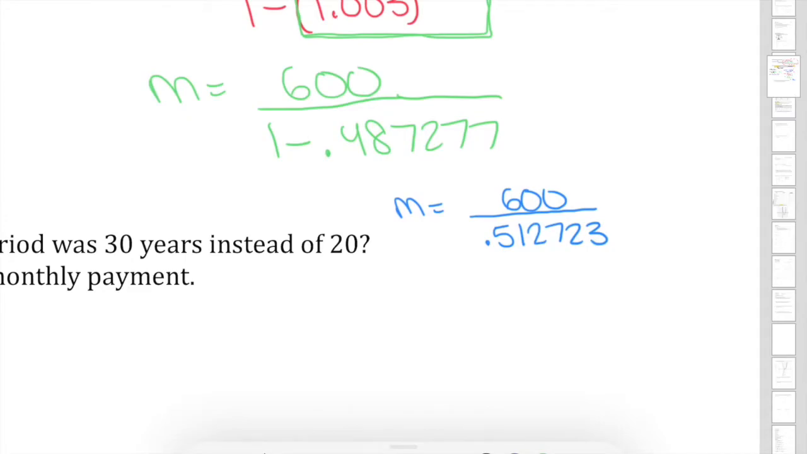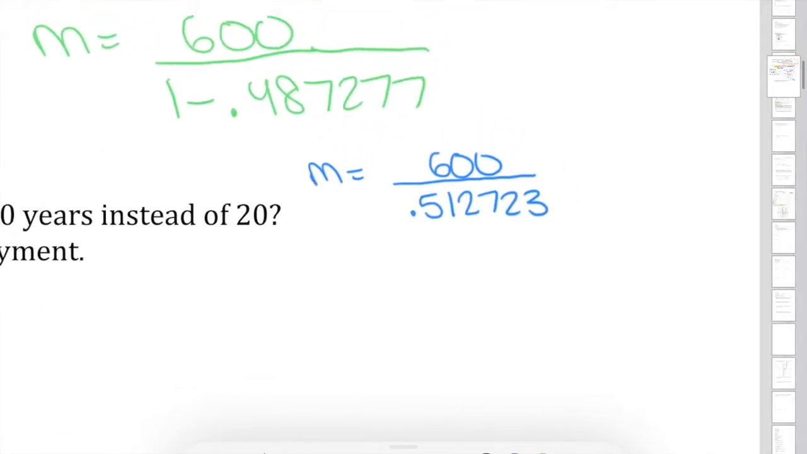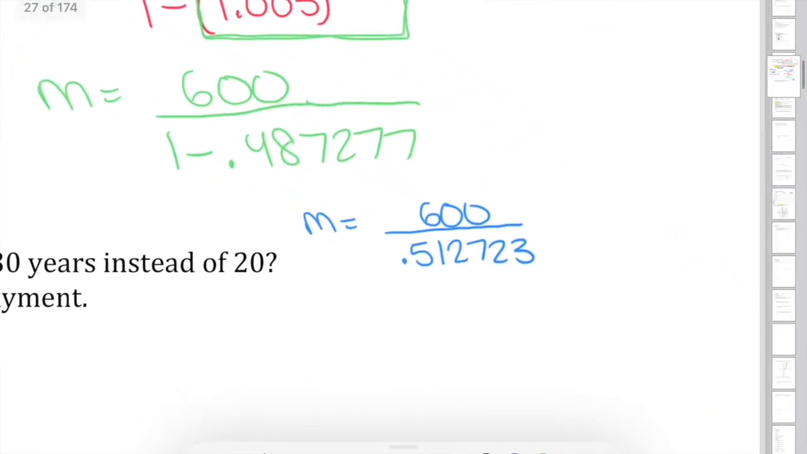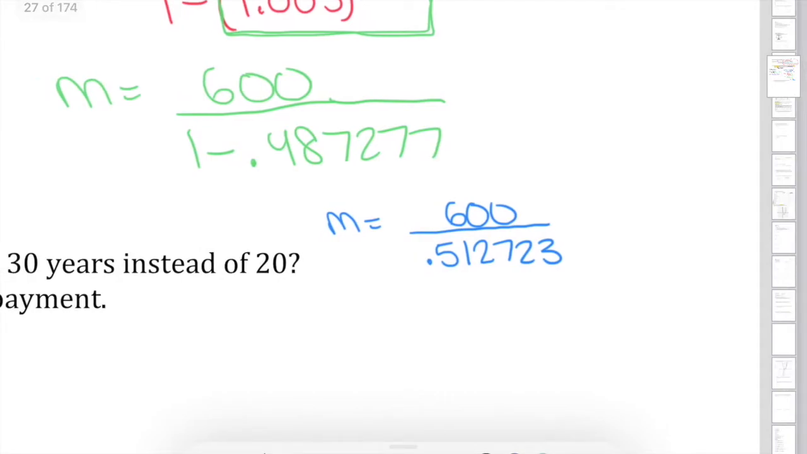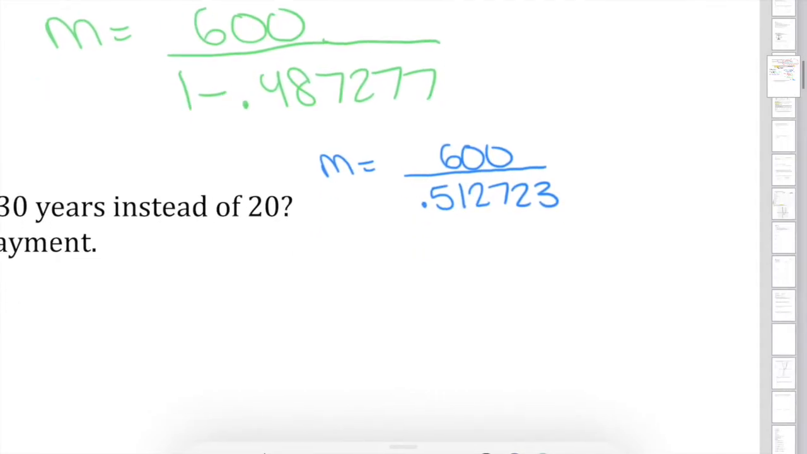And we are done PEMDASing the top, and we are done PEMDASing the bottom. I just turned it into a verb. So now that we have one number on the top, one number on the bottom, you can just divide them to get your final answer. So 600 divided by 0.512723 is going to be equal to our answer, which is 1170.222518.